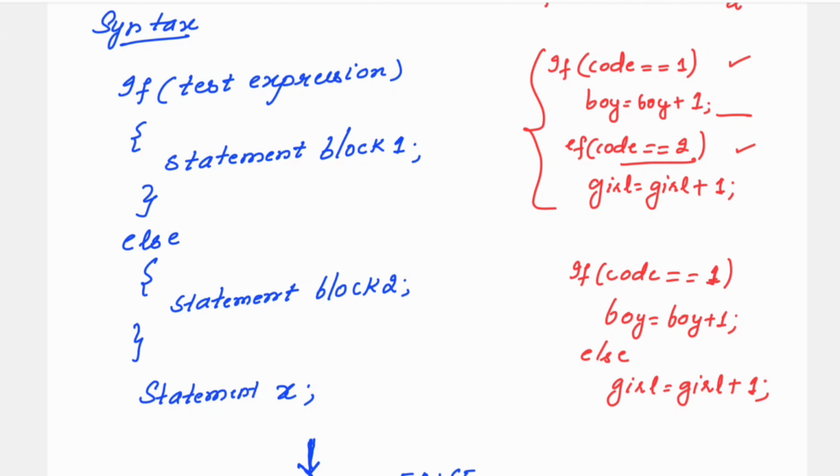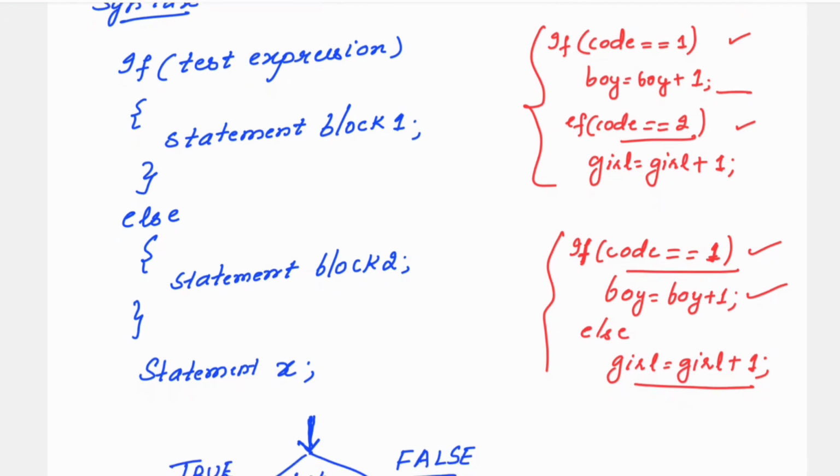We will just write: if code equal to 1, boy equal to boy plus 1, else girl equal to girl plus 1. Or you can write it another way: if code equal to 2, girl equal to girl plus 1, else boy equal to boy plus 1. In either case we write the condition only once. So this is our if else statement. We check the condition one time. If the condition is true, this statement will be executed. Else, if the condition is false, whatever is written inside the else block will be executed.